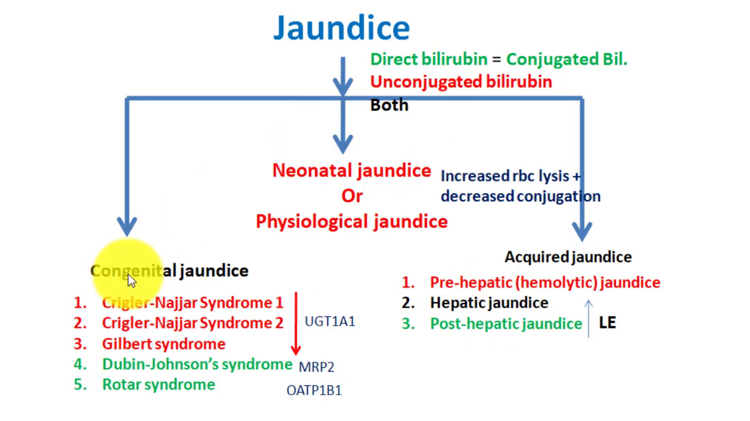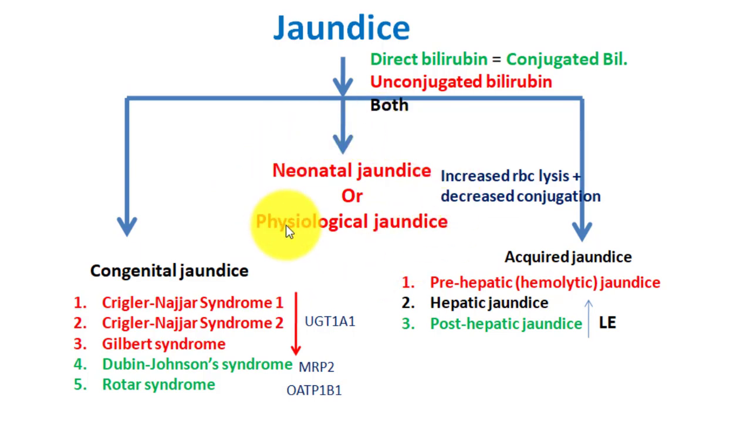So now let's talk about the types of jaundice. There are three types of jaundice: congenital jaundice, then acquired jaundice, and neonatal jaundice. So let me first talk about this neonatal jaundice.